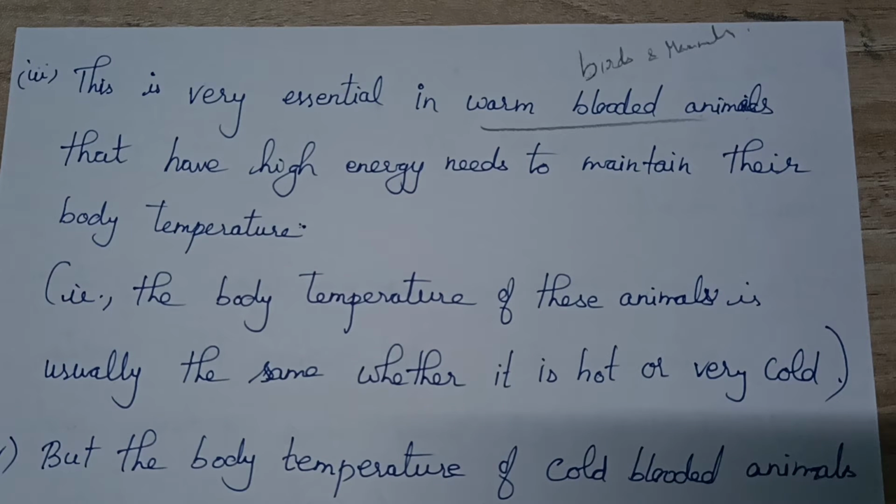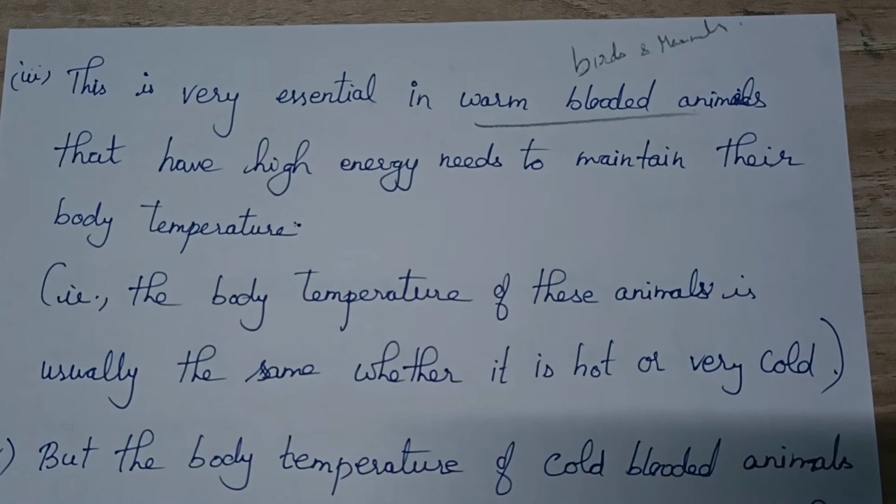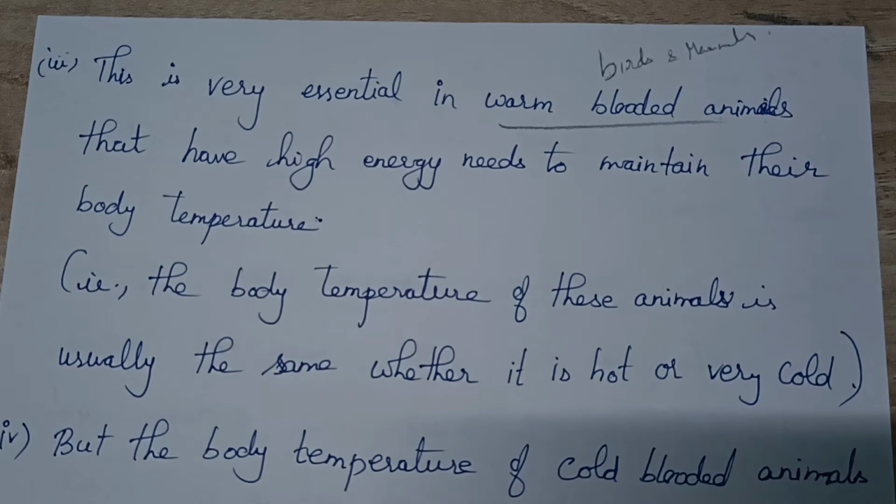So it needs to maintain its body temperature. During cellular respiration, along with the energy, it produces heat energy also. That heat energy helps in maintaining the body temperature. So for that production of energy and heat, we need oxygen, right? Sufficient oxygen must be there.